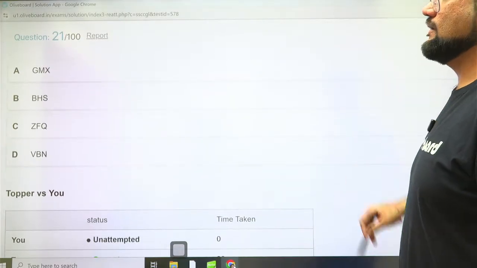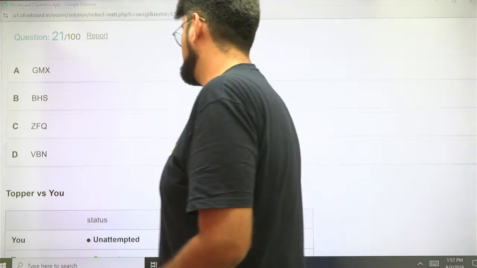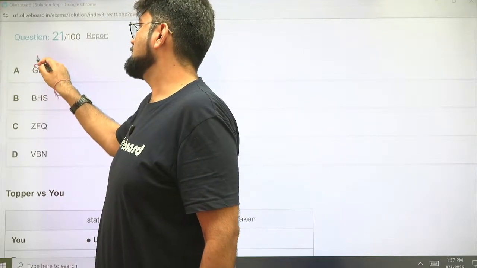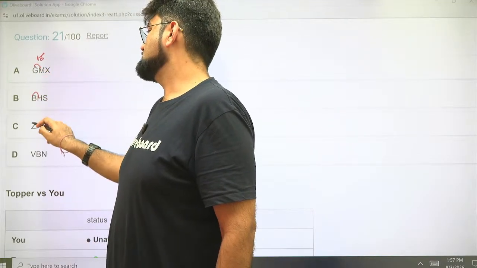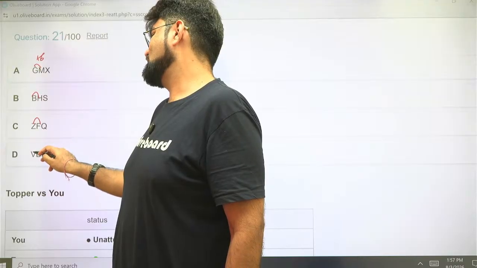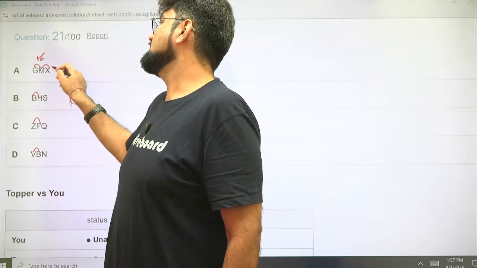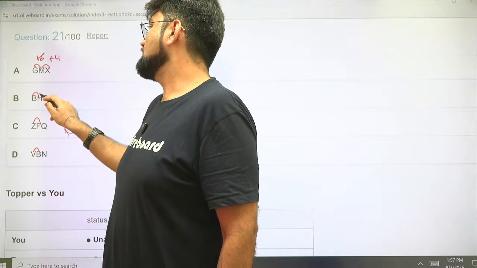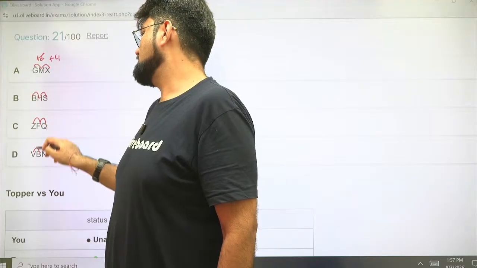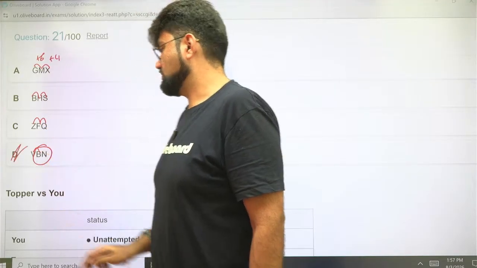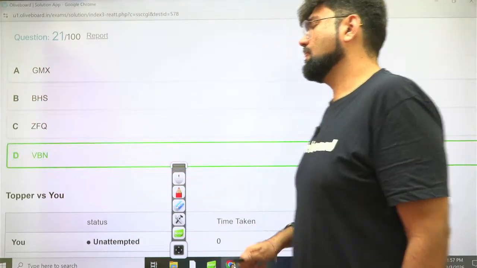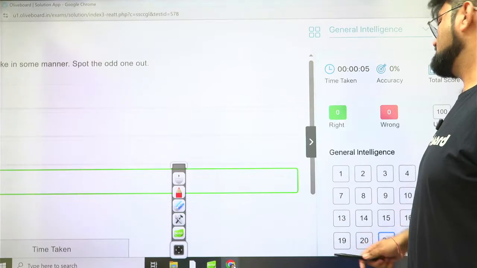Odd one out again. So if we quickly check the differences here, 7 and 13 is plus 6, 2 and 8 plus 6, 0 and 6 plus 6, 22, 28 plus 6, 13 and 24 is plus 11, 8, 19 plus 11, 6, 17 plus 11, 2 and 14 is plus 12. So option D is the odd one out. Okay, 33 seconds. Next.